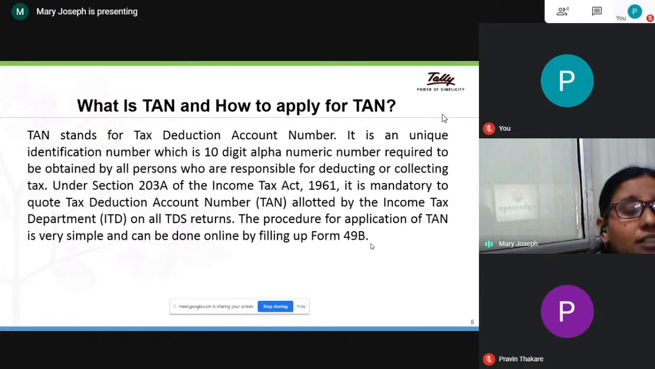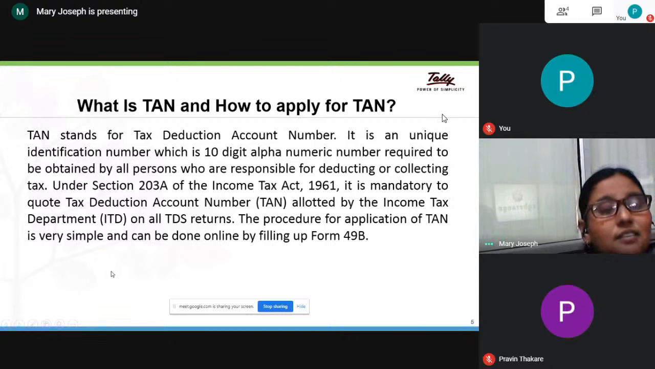For TDS deduction, any person can register online under Form number 49B, and you will get the TAN number, which is the TDS number, called the TAN number. TAN stands for Tax Deduction Account Number. It is completely based on your PAN number. All the responsible persons should apply for the TAN.